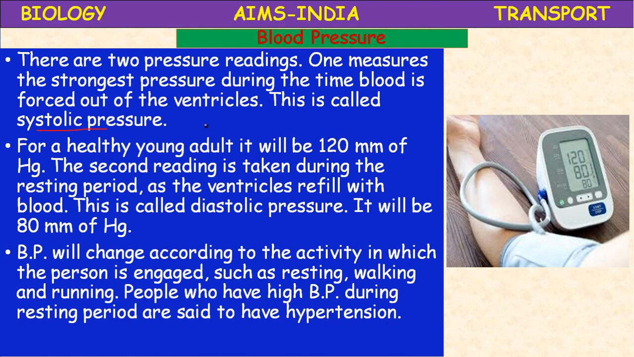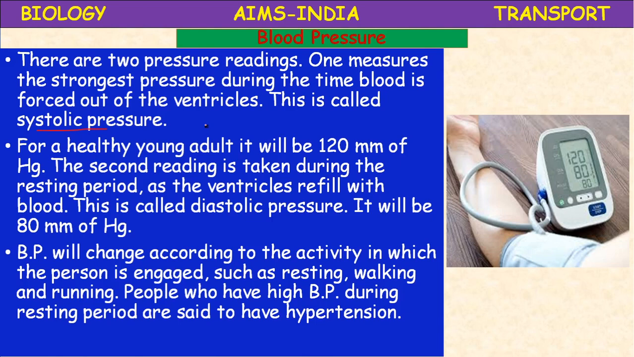The second reading is taken during the resting period as the ventricles refill with blood. This is called the diastolic pressure. And for a healthy young adult, the diastolic pressure will be 80 mm of Hg.